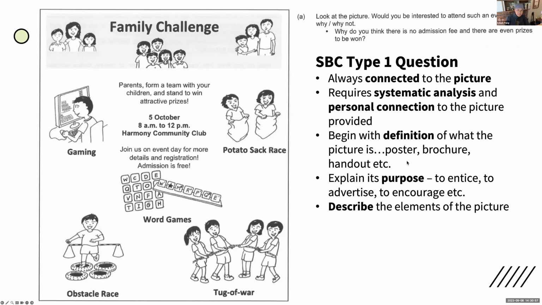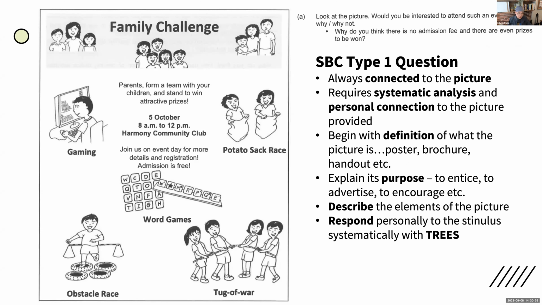Okay, then describe each of the elements of the picture, responding to each of these parts of the picture using TREES. Let me take, for example, gaming, right? Another wonderful event at this family challenge is gaming. I would love to participate in gaming because I am the best player in my entire block for Genshin Impact, which is a massive multiplayer online role-playing game. I have invested hundreds of hours into building my character up, and I am confident that I will be able to achieve first place if I were pitted against other players of the same age, right?